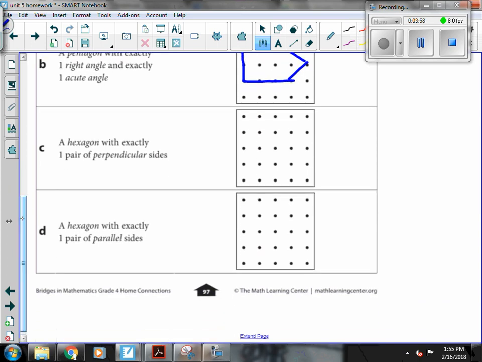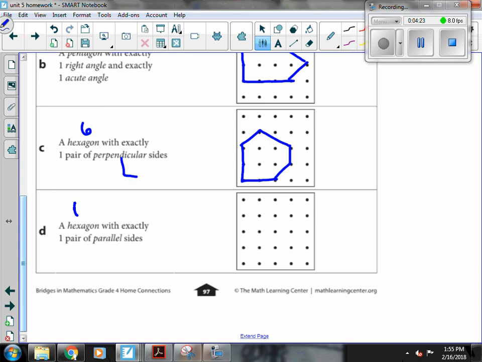A hexagon with exactly one pair of perpendicular sides. Well, that means they cross to make that right angle. So I'm going to start with that. And the hexagon has 6 sides. So there's 2, then I have to go 3, 4, 5, 6.